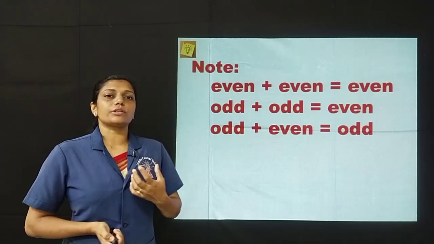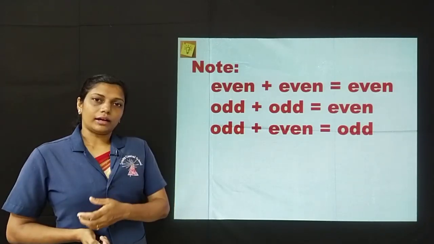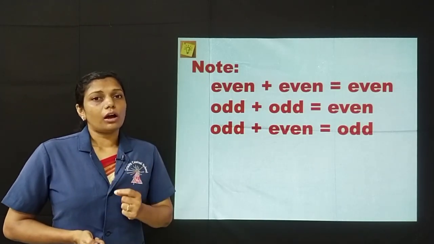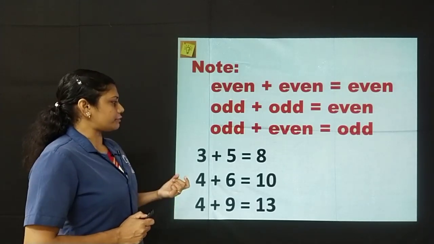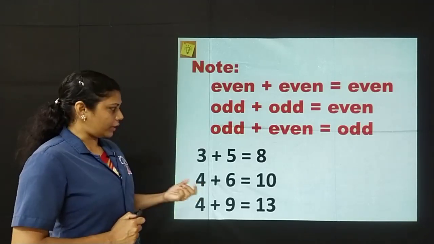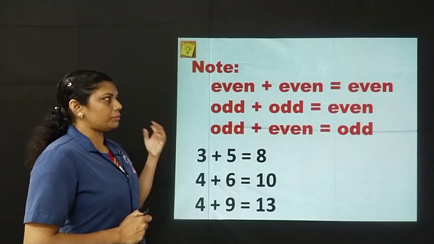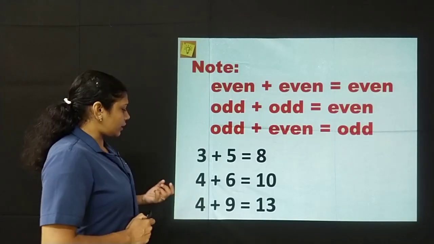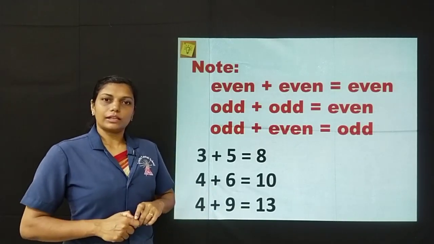Odd plus even is equal to odd. Whenever you add an odd number and the other number is an even number, then the result will always be an odd number. Okay, let us see some examples. 3 plus 5, odd plus odd, it has to be an even number. 8 is an even number. 4 plus 6 is 10, even plus even is even. 4 plus 9 is 13, even number plus odd number gives you an odd number. Clear, children?